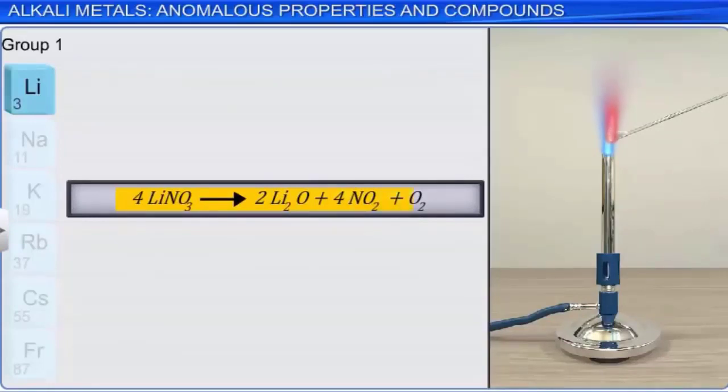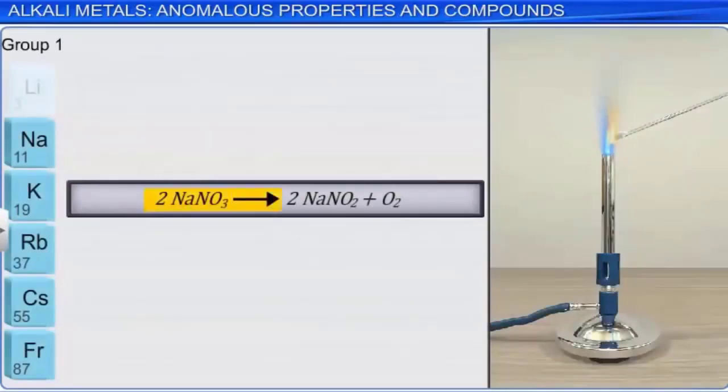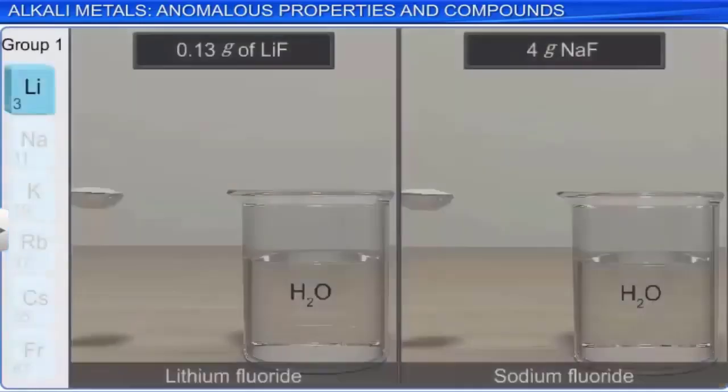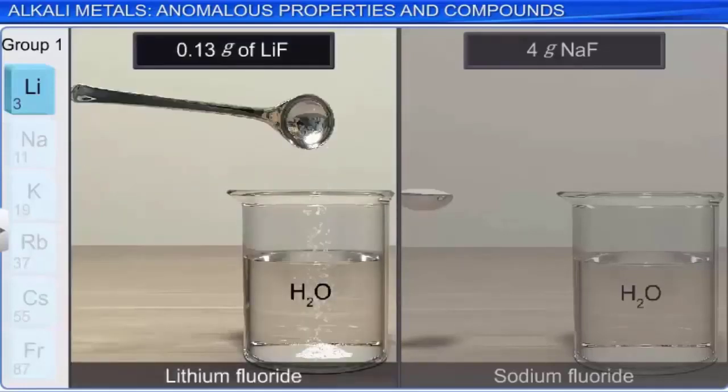The fluoride and oxide salts of lithium are less soluble in water than the same salts formed from the other alkali metals. For example, only about 0.13 gram of lithium fluoride will dissolve in 100 grams of water. But it's possible to dissolve about 4 grams of sodium fluoride in 100 grams of water at the same temperature.